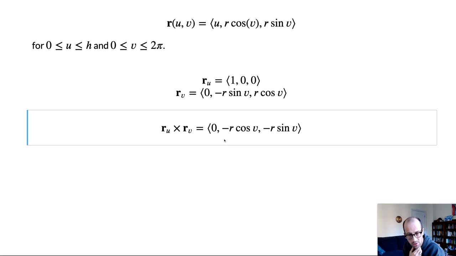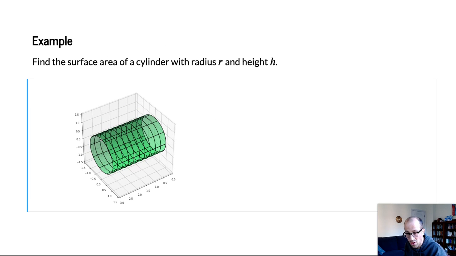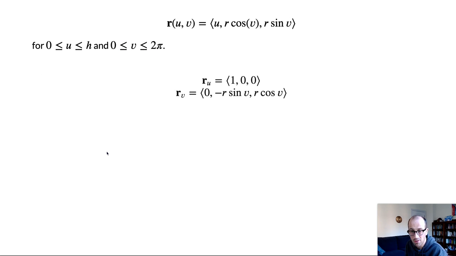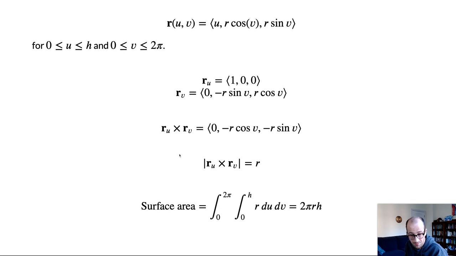It has no x component, and minus r cos v, minus r sine v. Those are exactly the negative of the y and z coordinates of the point. So it points in, right? So I take my surface, look at it again. My RU cross RV will point in. It's orthogonal to the surface, so it sounds like we did things correctly here, and we did. For surface area, though, we don't need a direction, right? We just need the magnitude of it. But it's good to think about direction at this stage. All right, so there's our computation of surface area.